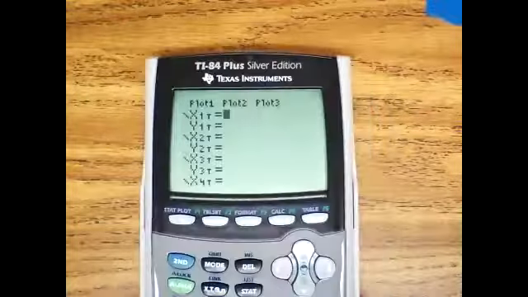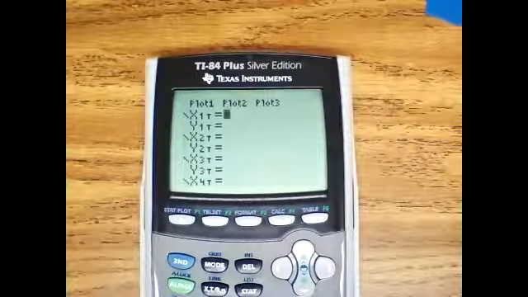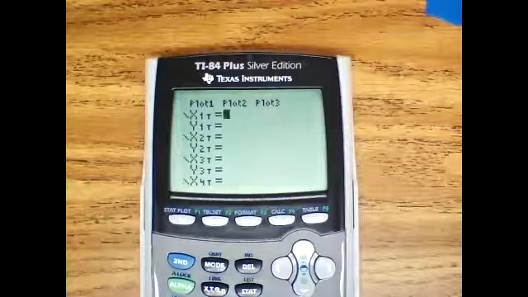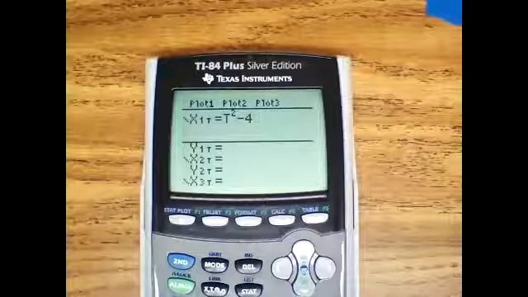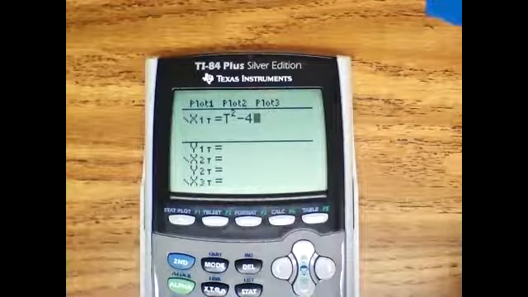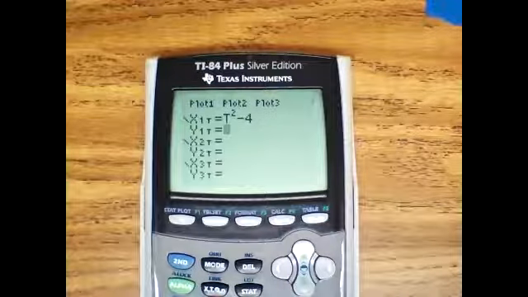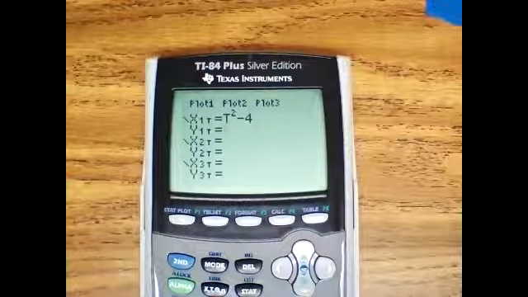Anyway, so x of t was what? T squared minus 4. So put in t squared minus 4, but when you hit the x button, it gives you t because it's the variable key. And then y, and don't hit graph, we need to look at the window first. Y is t over 2.